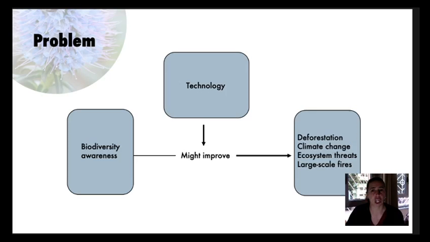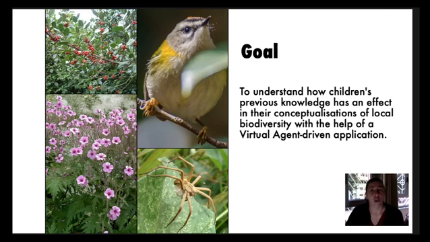The world has been changing in the past years due to natural disasters and human intervention, and it's important to raise biodiversity awareness, especially in young children. Recurring to pedagogical approaches with technology might be the best way to help prevent further biodiversity losses. The goal of this project is to understand how children's previous knowledge influences the way they see local biodiversity with the help of a virtual agent.